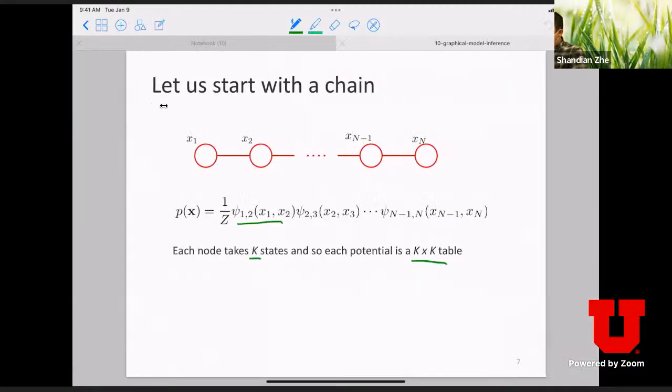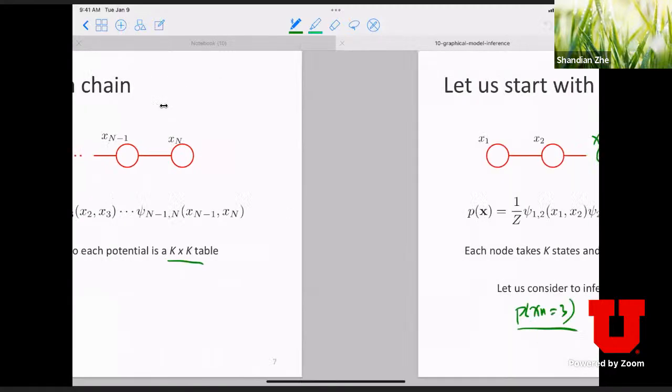Let us assume all those nodes are discrete. Each node can take K possible states or categories. Because each potential is defined on a pair of nodes, each potential function is essentially a K by K table. For every pair of configurations, you get the potential function value.